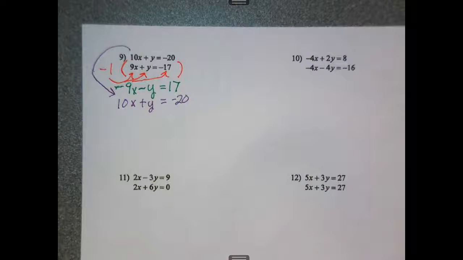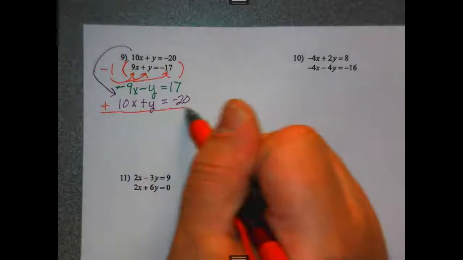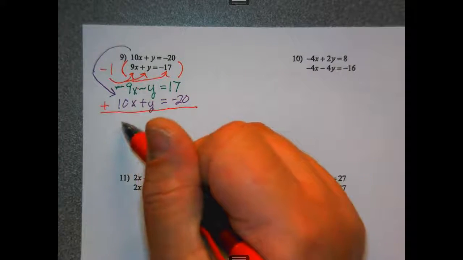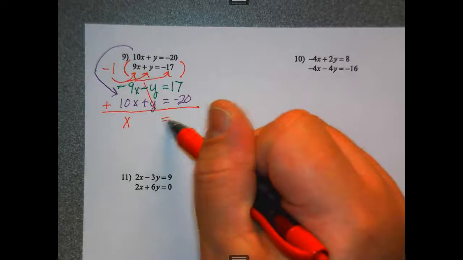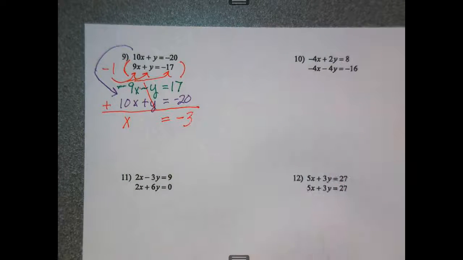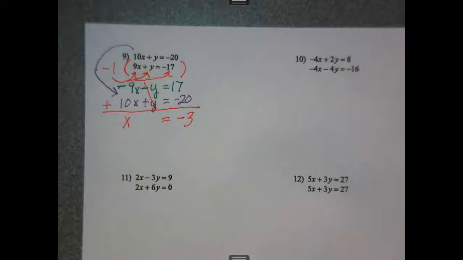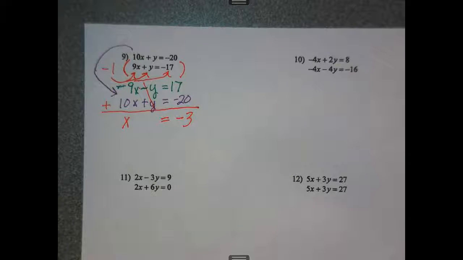Now when I add the two equations together, let's see, -9x plus 10x is positive 1x. These add up to 0. 17 plus -20 is -3. So x equals -3. I have to figure out what y is, correct? So pick one.